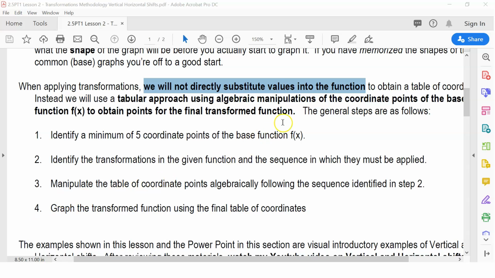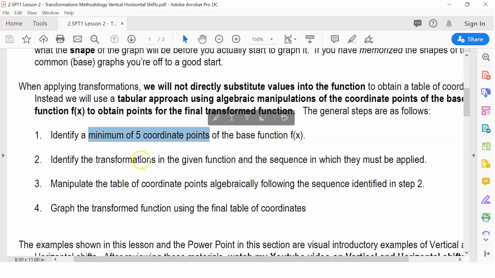So I've highlighted that here in our lesson 2 file. Do not directly substitute values into the function. You want to identify the transformations, start with the base points, start with your minimum of 5 coordinate points. We'll identify the transformations and the sequence in which they must be applied, and then we'll manipulate the table coordinates to get the final function's coordinate points so we can then graph it. But do not directly plug in to the function.